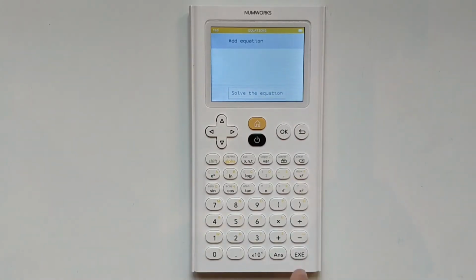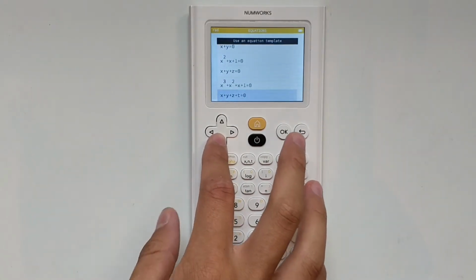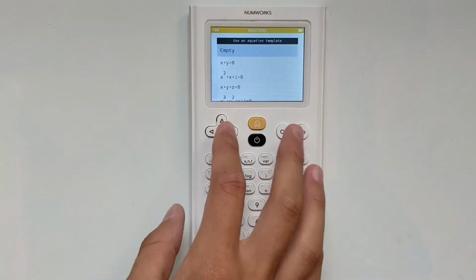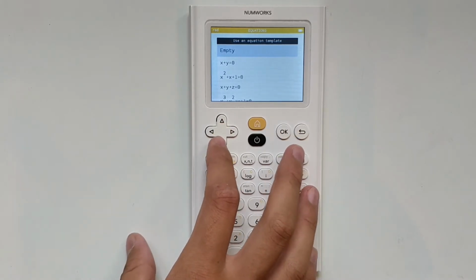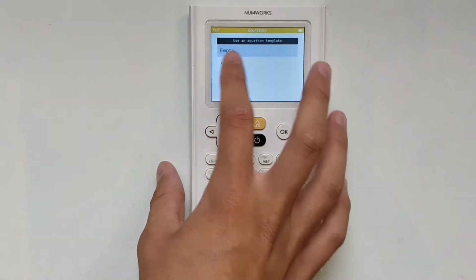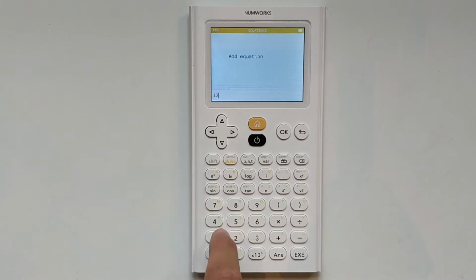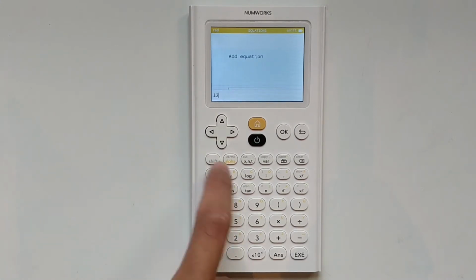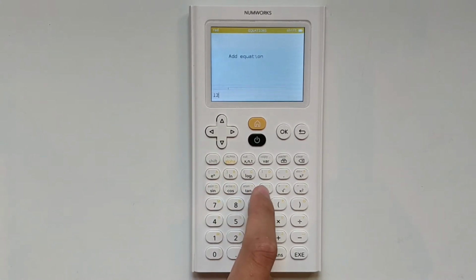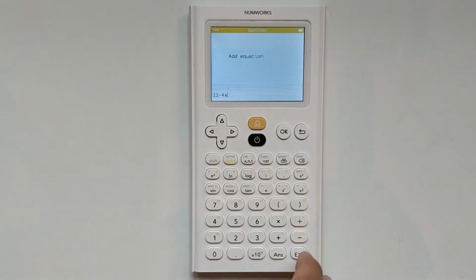So I'm just going to click Execute to open the Add an Equation button, and we'll see a few templates here for equations we can type in, but the equation 12 equals 4x doesn't really follow any of these templates, so I'm just going to click Empty. So 12, and then to get the equal sign, we just do Shift and then pi, because the equal sign is right there as the secondary function. So 12 equals 4x, and then enter.